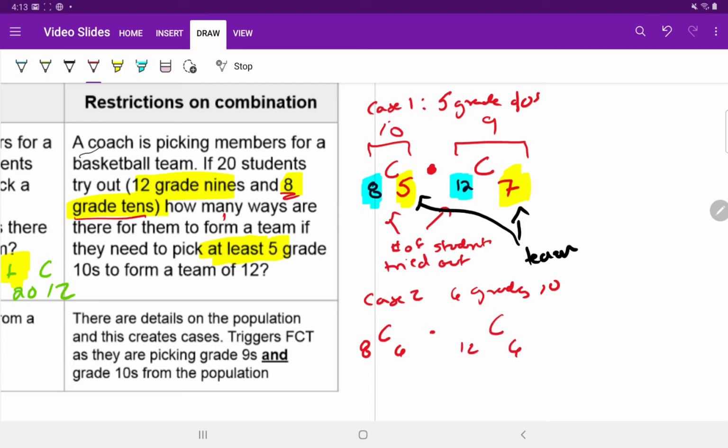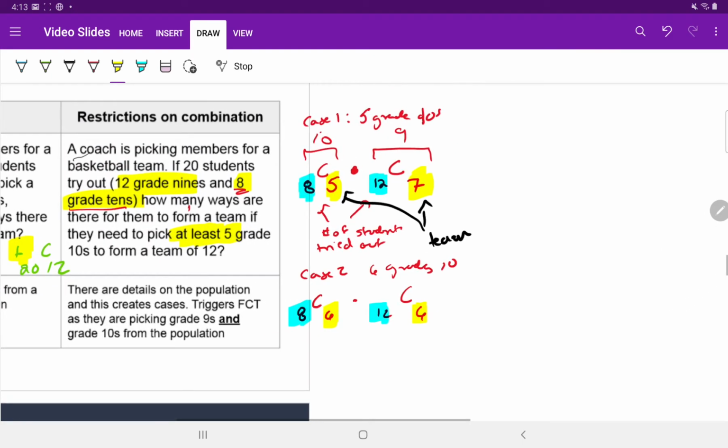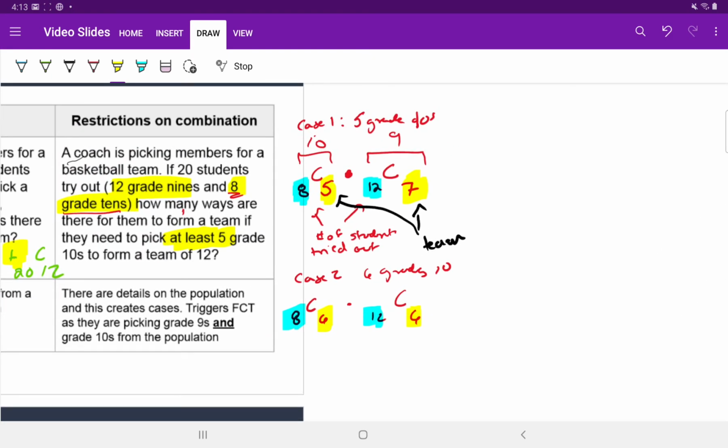And again, you're going to notice some common things here. The 8 and the 12 still add up to 20, and the 6 and the 6 both add up to 12. So I'm still talking about forming a team of 12 from an overall population of 20. It just so happens I know more about my subsets within that population, and that's what I'm using to calculate.